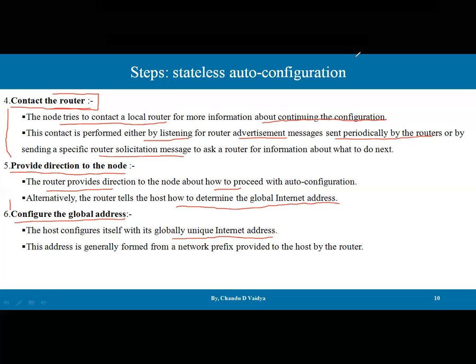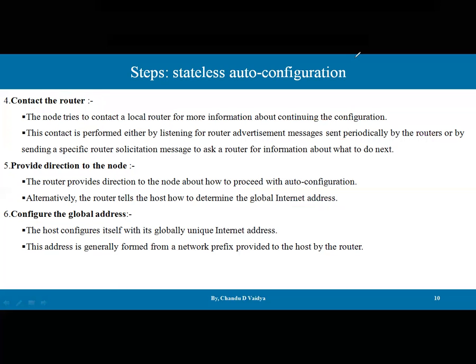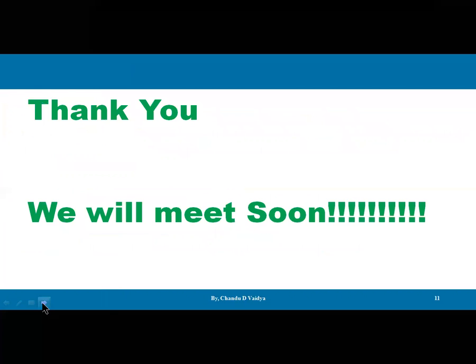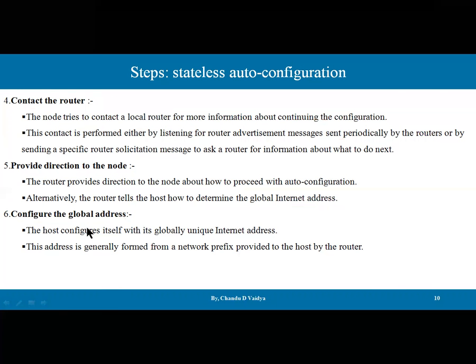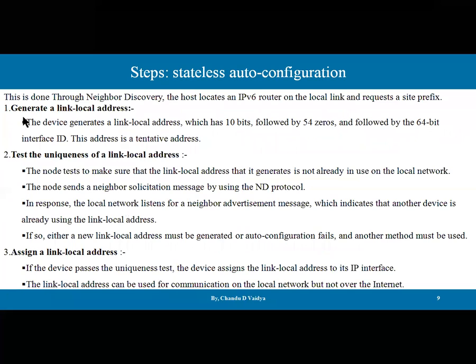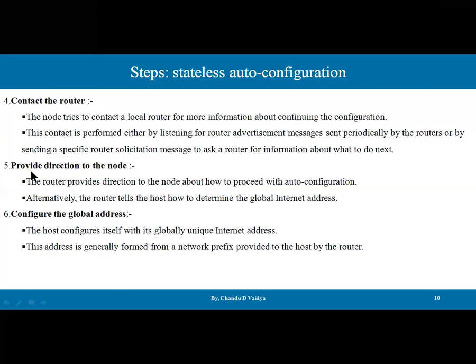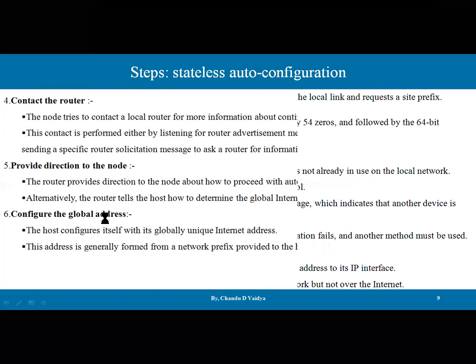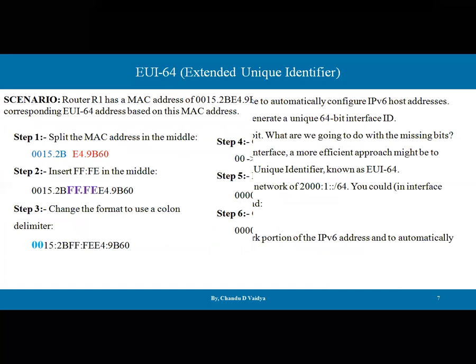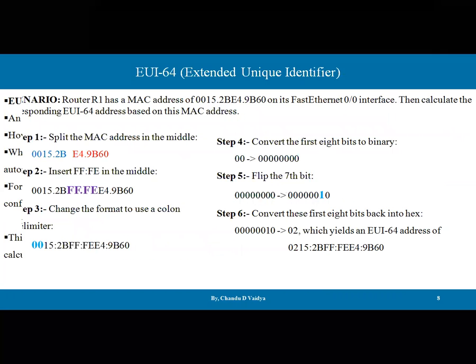So these are the 6 steps available, guys, in order to get an IP address for that particular host. These steps are what we discussed in the theoretical portion: generate a link local address, test that address, and if it fails, use another method. If okay, then assign the address, then contact the router, then the router provides direction to the node, then configure the global address. This is the overall process of auto configuration, where we need to calculate the EUI on the basis of the MAC address.